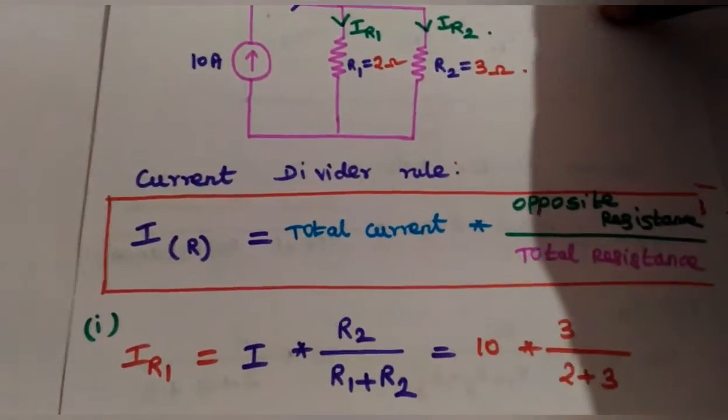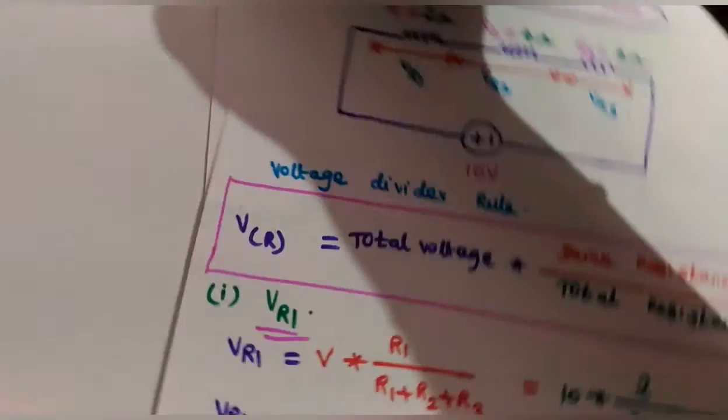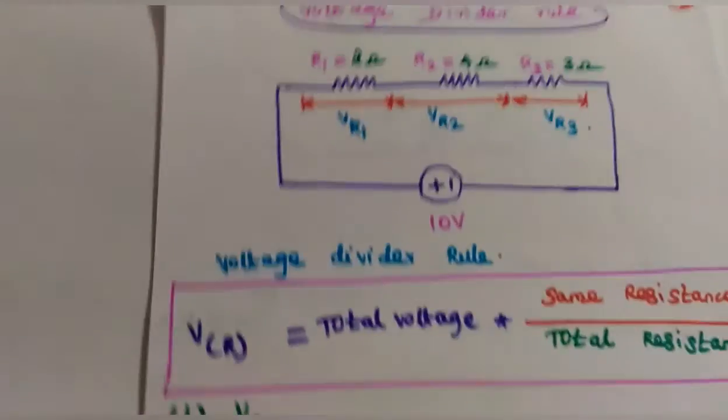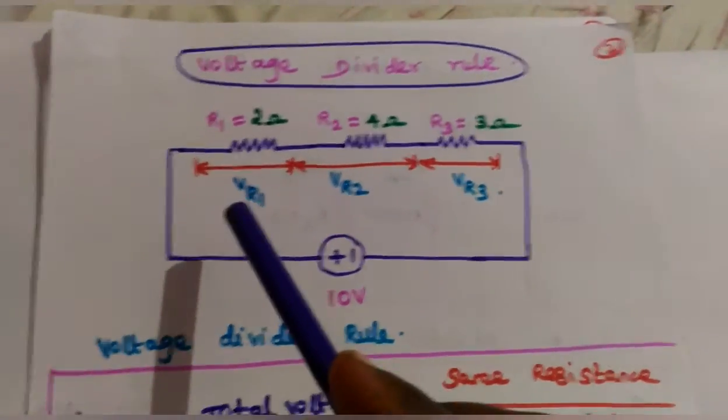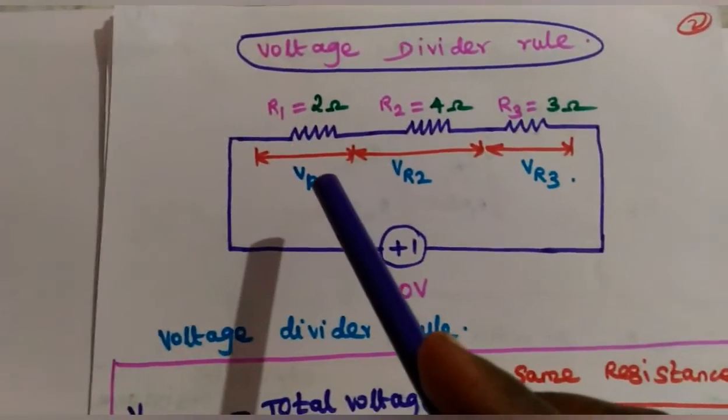So now let us see the voltage divider rule. According to the voltage divider rule, we are going to calculate the branch voltage, that is, the voltage across a particular resistance.